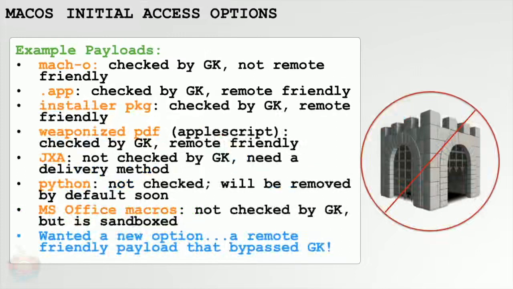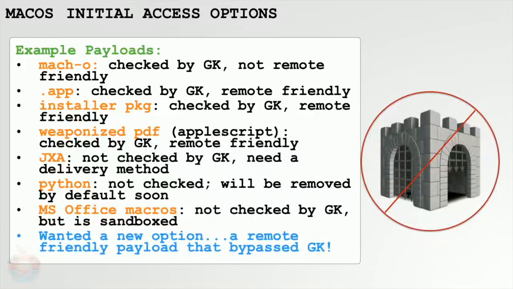Our common payloads up to this point were like Mach-O binaries, which are checked by Gatekeeper, but they're not remote friendly, meaning most of the time they're not going to be double clickable. Usually we'll use something else to pull down a Mach-O. You have your app bundles, which are checked by Gatekeeper. They are remote friendly, meaning you can double click them. But again, you've got to deal with Gatekeeper. Same with installer packages and weaponized PDFs.